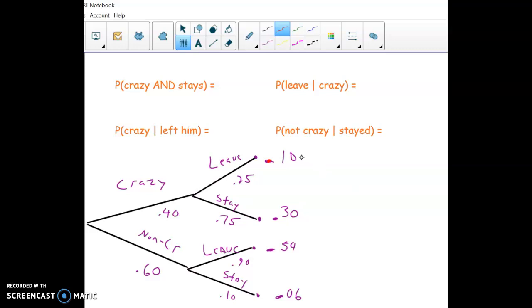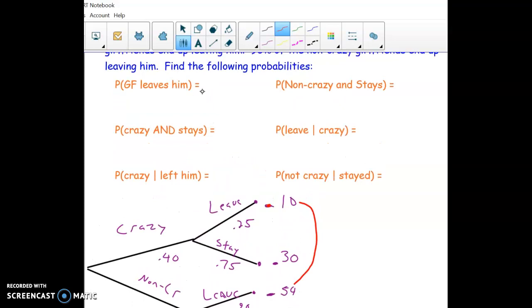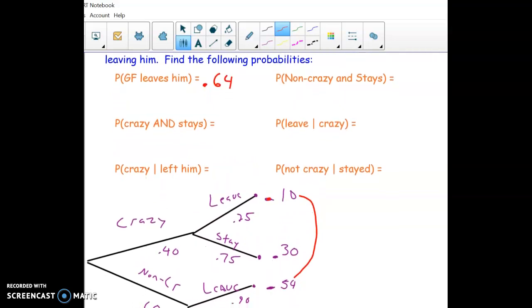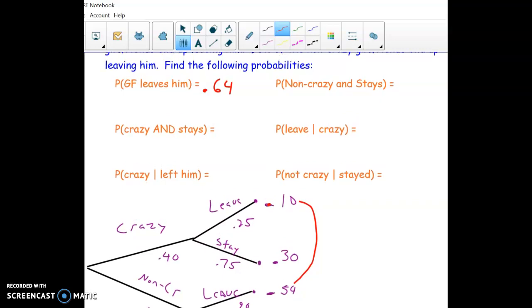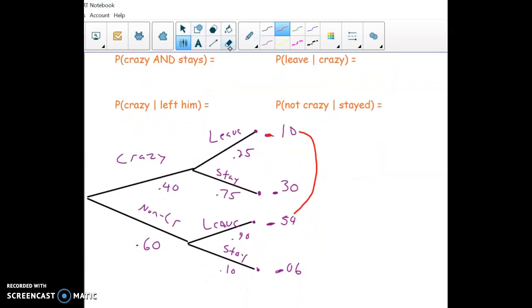Okay, and the answer is it's just these two dots, 10% and 54%. So if you add those together, that's 64%. That seems about right. Okay. So then non-crazy and stays. Again, you just have to interpret this.